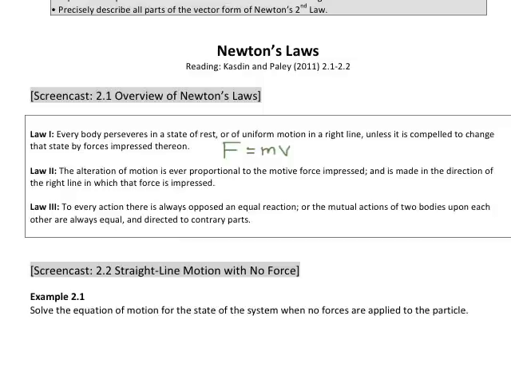So Newton's second law says the alteration of motion is ever proportional to the motive force impressed and is made in the direction of the right line in which that force is impressed. And so now we see that if we've rejected F equals mv, then what Newton's second law does is it now gives us the correct, or at least this new formulation, which now we say is F equals ma.